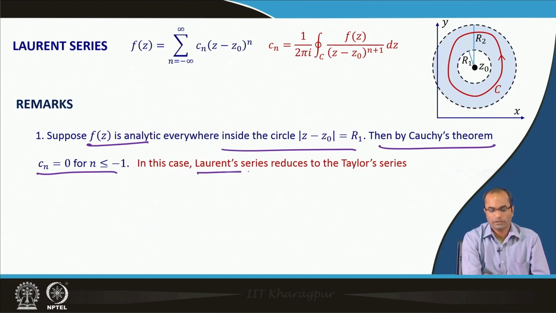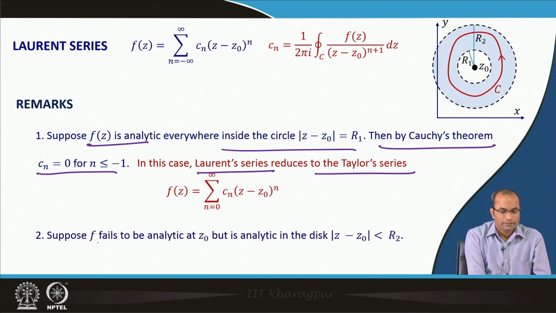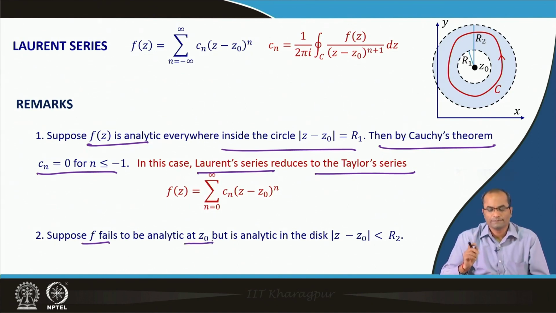So, in this case the Laurent series reduces to the Taylor series, and therefore we are saying that this is a more generalized version of the Taylor series. Well, the second one: suppose f fails to be analytic only at the point z naught, but is analytic in this disk of the outer radius, the outer circle whose radius is r 2.